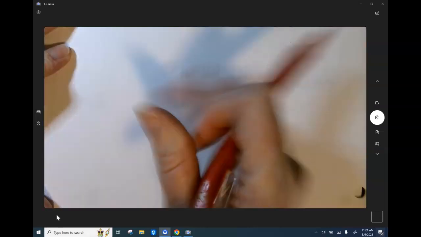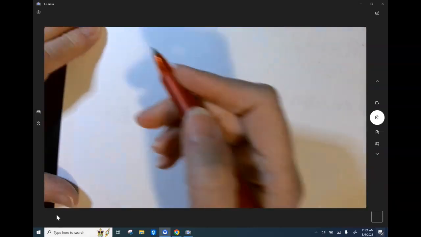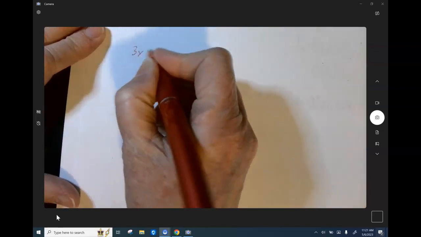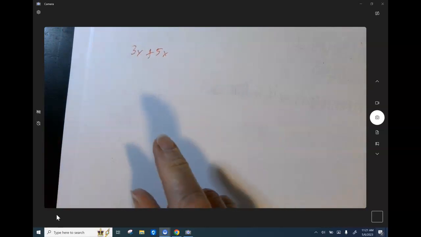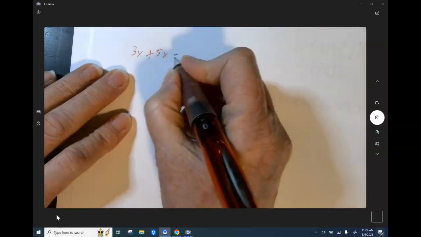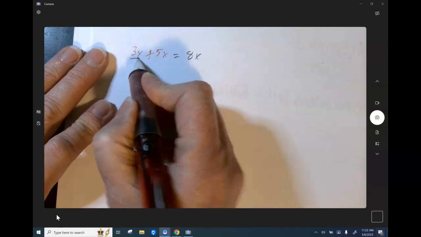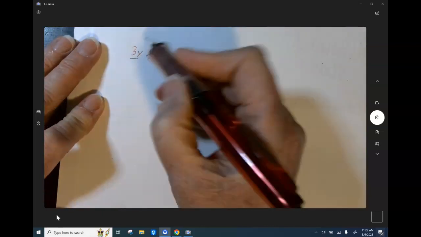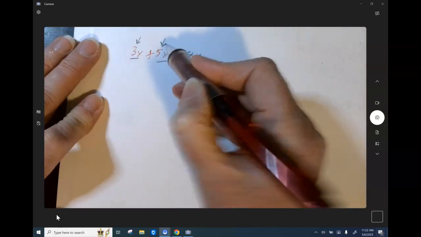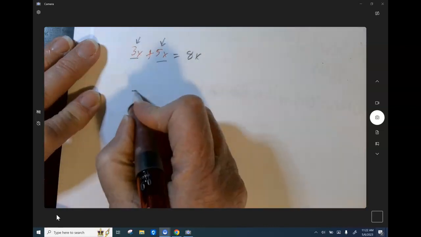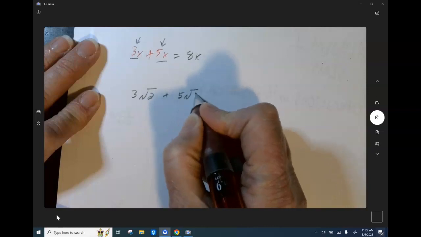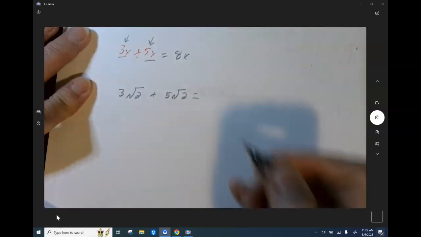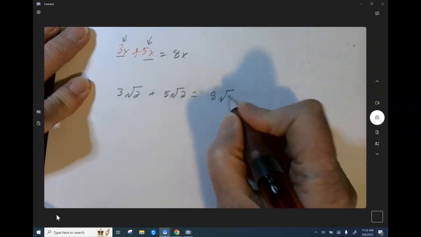Okay? So let's just start off, let's say if we have 3x plus 5x. Okay? So what's 3x plus 5x? That's right, that's 8x. We all know that, because we know that if we have like terms, we just combine like terms. We just add or subtract the coefficients. Okay? So now, guess what? If I take 3 square root 2 plus 5 square root 2, what do you think I get? Yep, hopefully you notice that's going to be 8 square root 2.